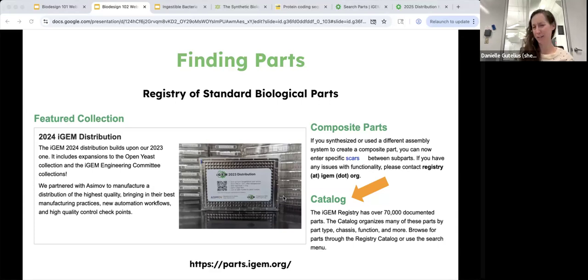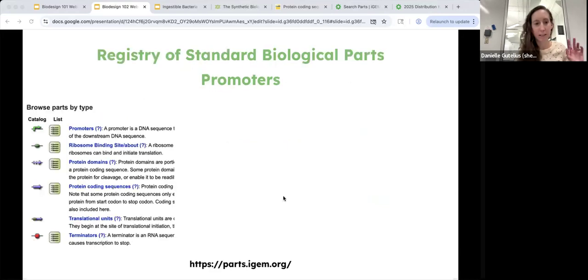It's a little finicky. I don't know. I was having some trouble with it. So the old one is still there. You can get to it using this link here. You're going to click on catalog and you're able to explore parts by type, collection, frequency of use.